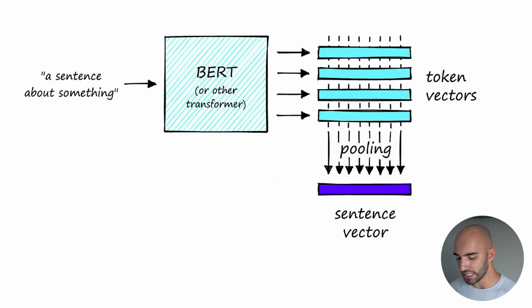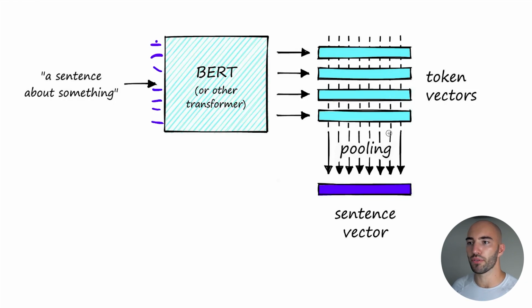So we have our sentence. It will get tokenized and split into many tokens all down here and put into BERT, MPNet, or some other transformer. And on the output of that, we get all these token vectors. Now, all these token vectors represent our sentence, but there are loads of them. We want a single vector to represent a single sentence.